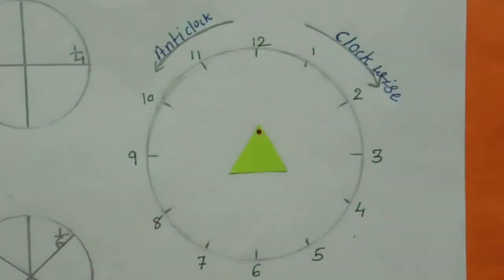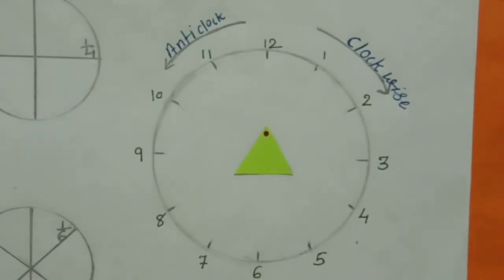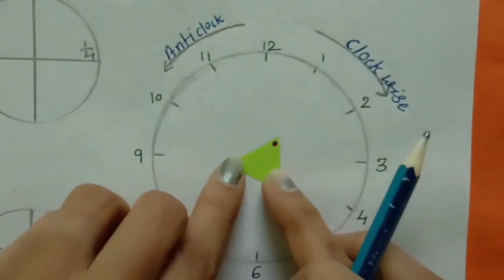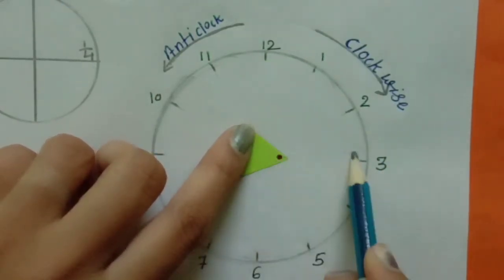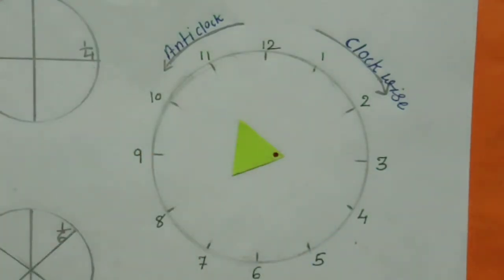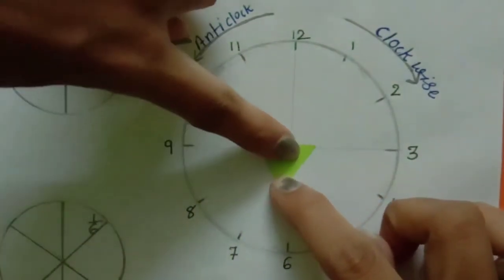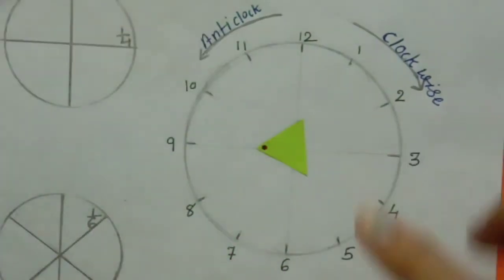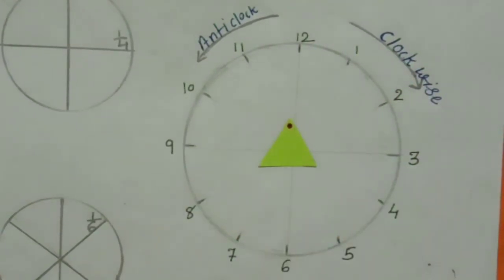Now if I want to turn it into 1/4 turn, then which side? 4 3s are 12. So this side, towards the 3. So let's turn 1/4. This is the 1/4, a fourth part of the whole. Once again 1/4, and again 1/4. Like this we can turn into 1/4.